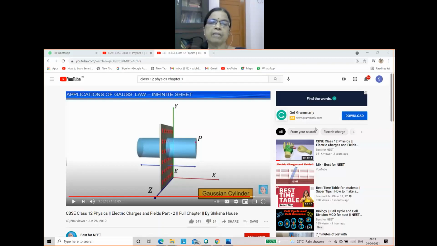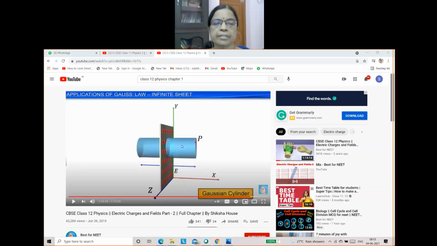Megha, what is the direction of the electric field? This is a positively charged sheet. Outwards or inwards? Outwards. For a positive charge, it is outwards. For a negative charge, it is inwards. Okay. And at an equal distance from this sheet, the electric field will be the same.